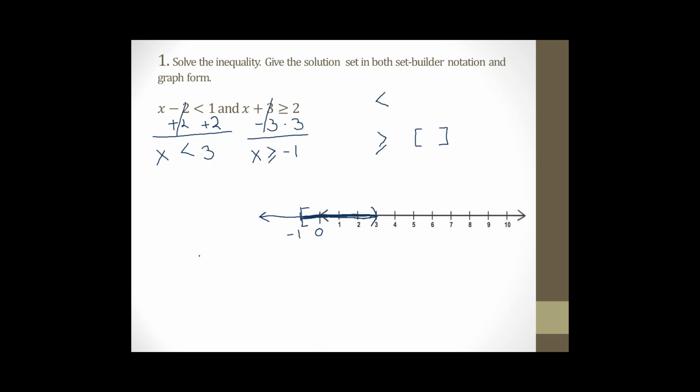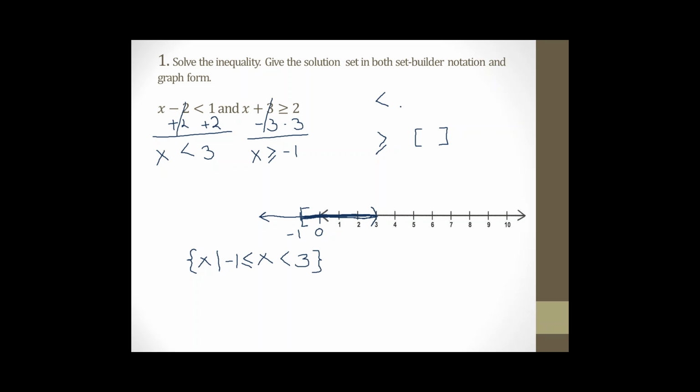So writing this now in set builder notation, we start with our curly braces, and then x, this line means such as, and then reading from our graph, the shading starts at -1, and because we have a bracket, we need a less than or equal to sign, x in the middle, and then x is less than 3 because we have parentheses, and closed curly braces.